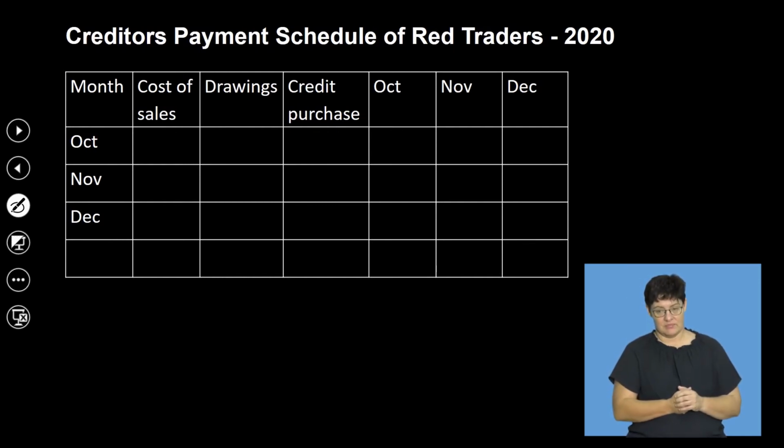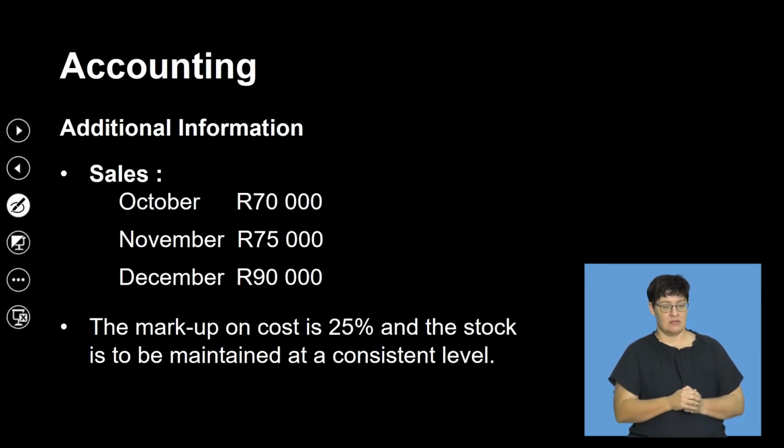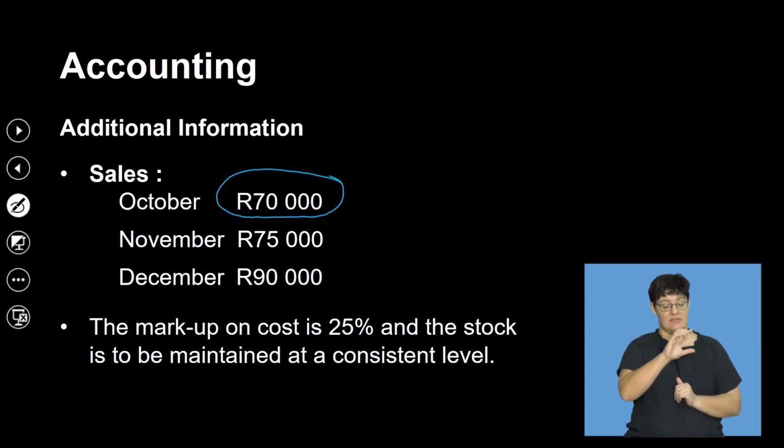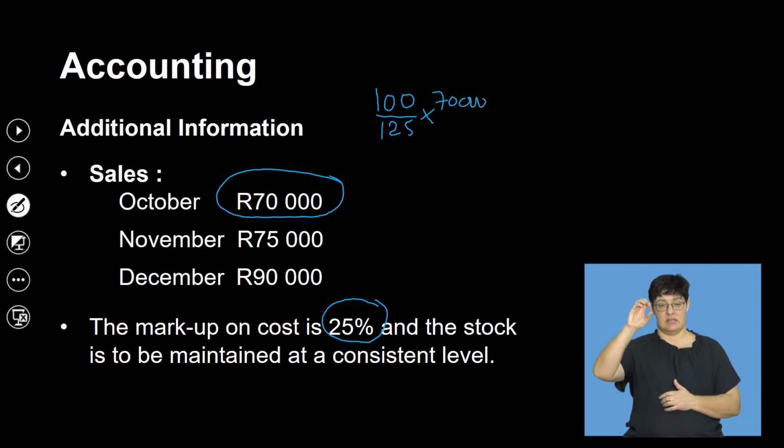So this is a grid that we have to complete. Right? We're given the months we're working for, October, November, and December. We start off by saying, firstly, let's take the information. We've got our sales figure for October, which is 70,000, right? We know that the markup on cost is 25%. So immediately, what did we say? Let's recap. 100 over 125 times 70,000 over 1. Let's do that calculation.